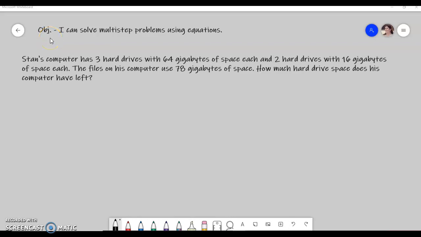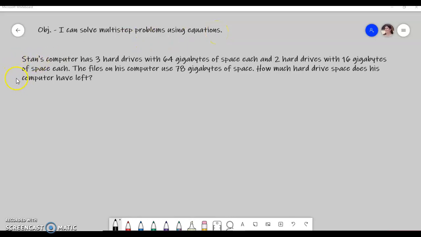Hey guys, welcome back. Today we're going to be talking about lesson 2.12, solving multi-step problems using equations. So our objective today is I can solve multi-step problems using equations.